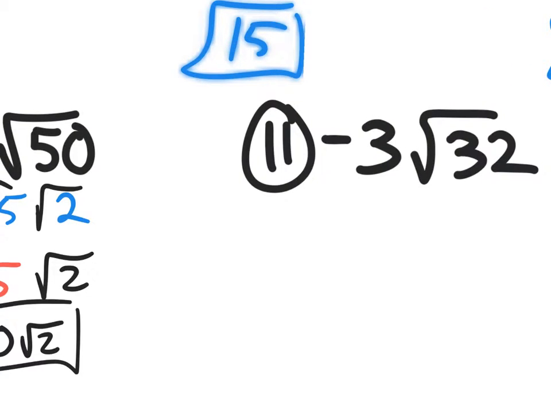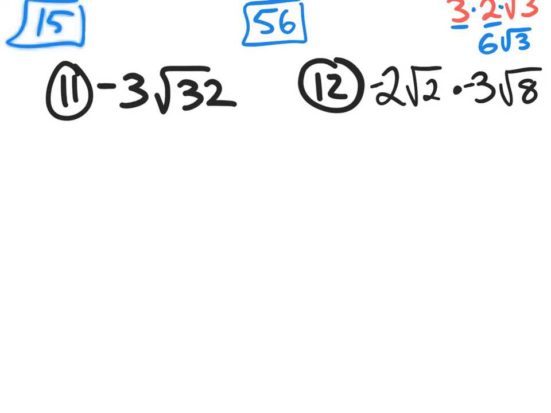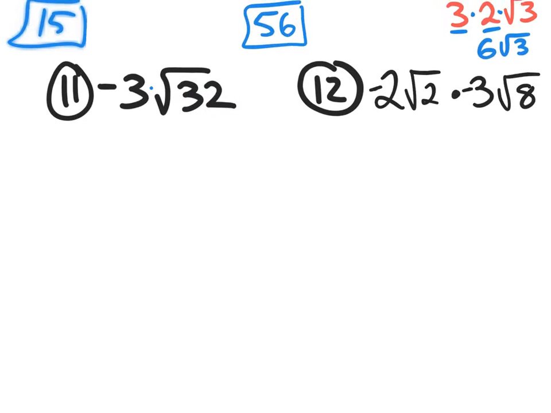Let's take a look at number 11. Number 11, you have a negative 3 on the outside that's being multiplied with the square root of 32. So let's focus on the square root of 32. It's not a perfect square number, so you want to break it down with multiplication to get a perfect square number. A lot of us are going to say, oh, 4 times 8. 4 is a perfect square number.